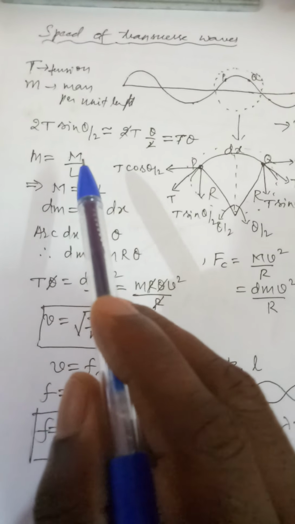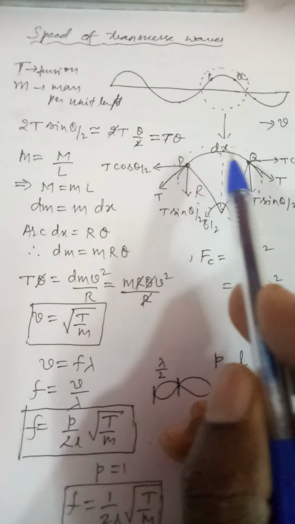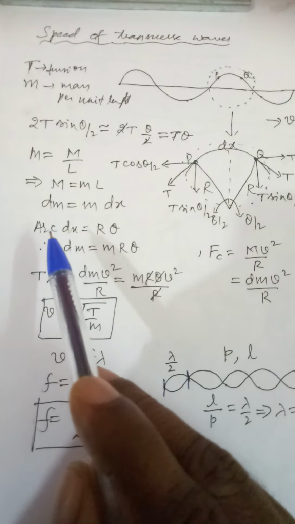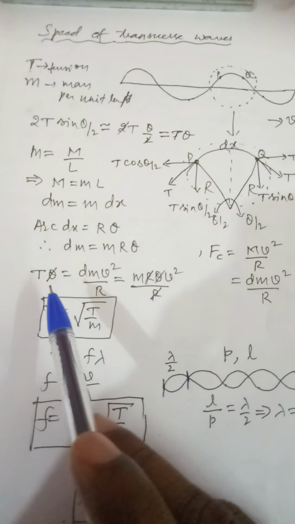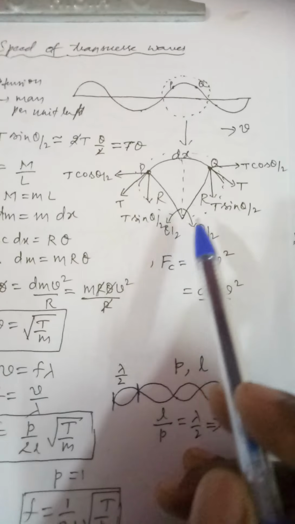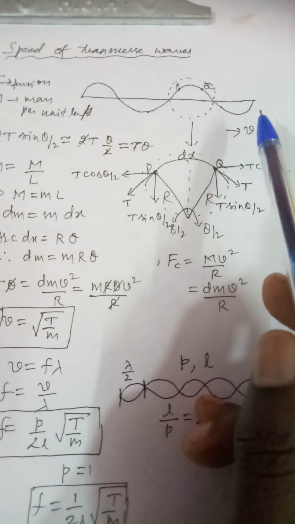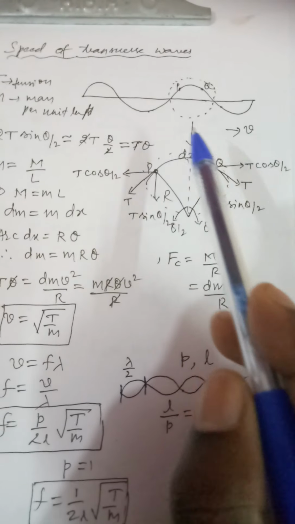And next, mass per unit length is total mass by total length, and we can calculate mass contained in this region. dm is equal to small m times length dx, and arc length dx is equal to r theta. Now the resultant tension is T theta.